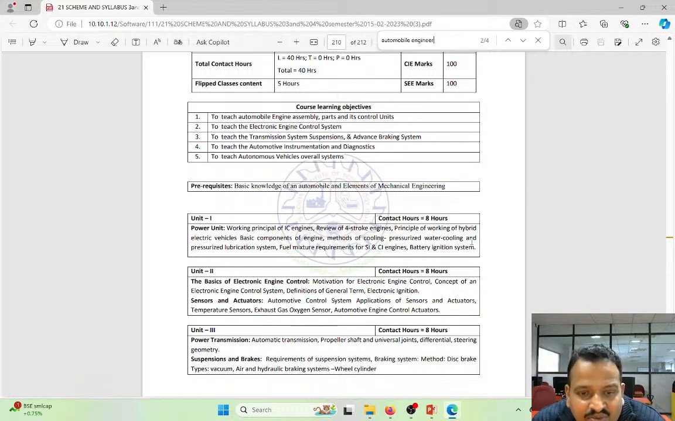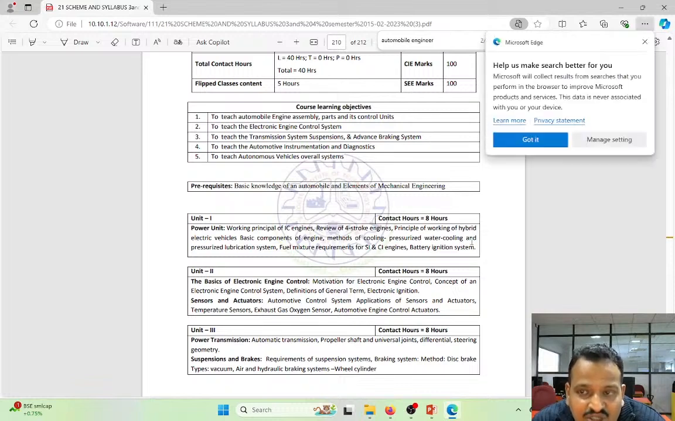So we have unit 1 as power unit, working principle of IC engines, review of 4-stroke engines, principle of working of hybrid electric vehicles. So you have electric vehicles right now going on in the market. Then basic components of engine. So these are all basis where you will be having a basic understanding, and then later how the electronics and computer science part will be replacing those mechanical instruments.